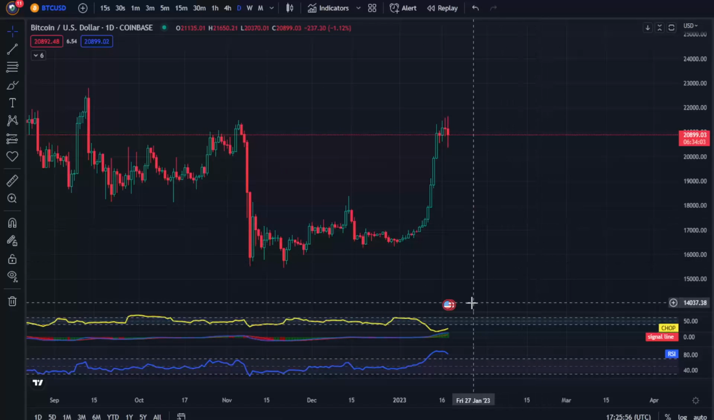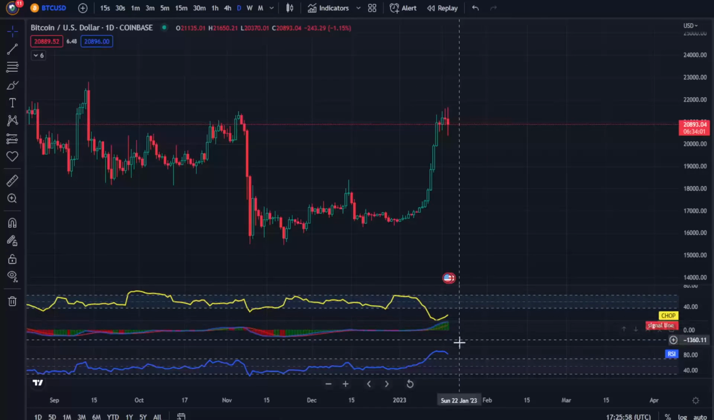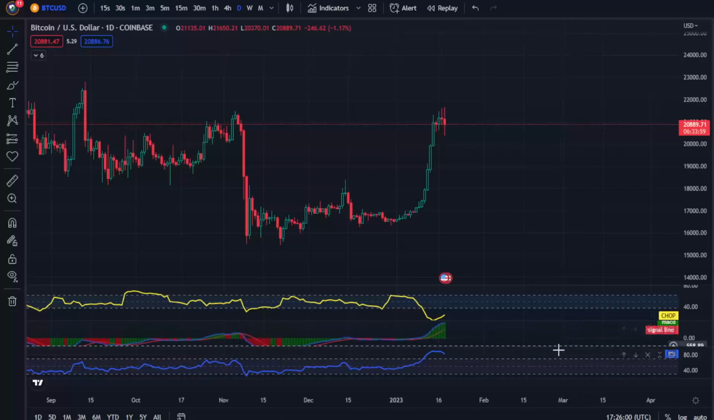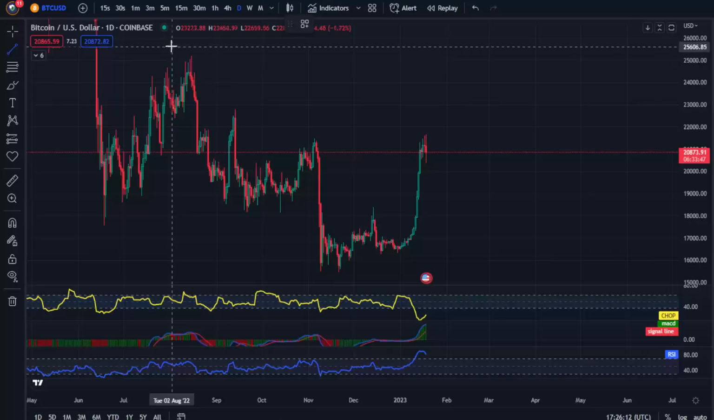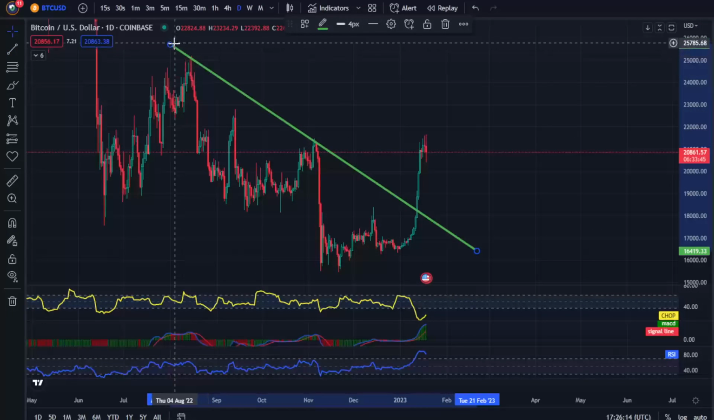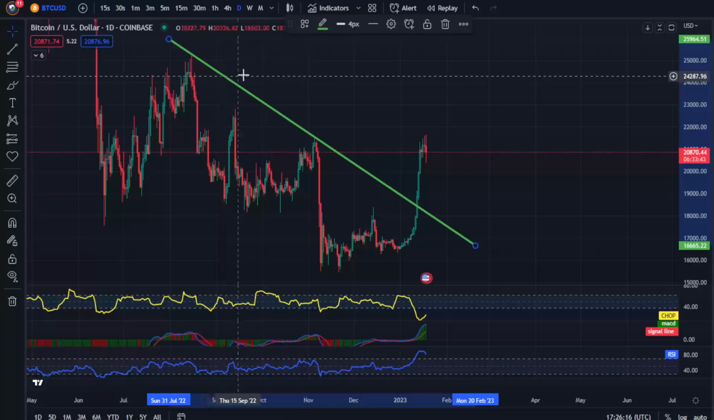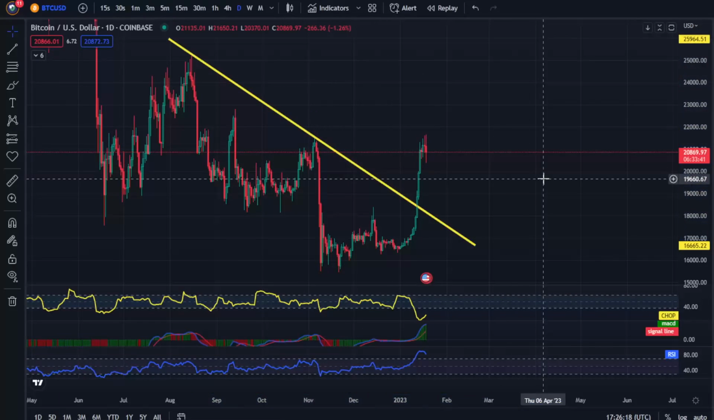Let's start by checking the current situation on BTC, taking into account the one-day interval. As we can see, the price has broken the downtrend lines. What's more, we can mark the cap and handle pattern here.